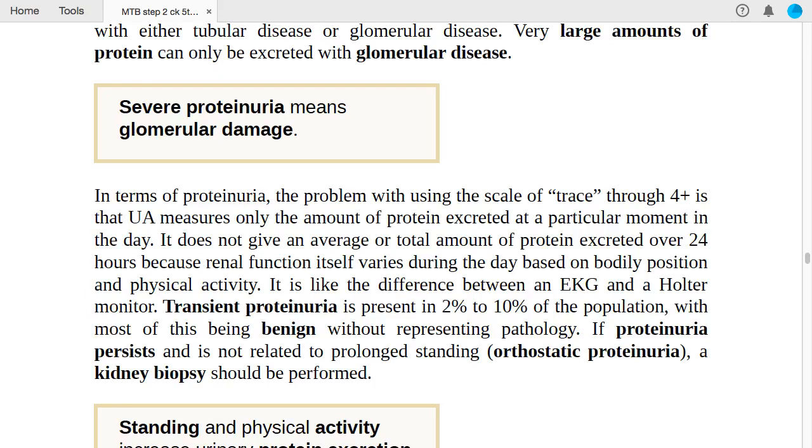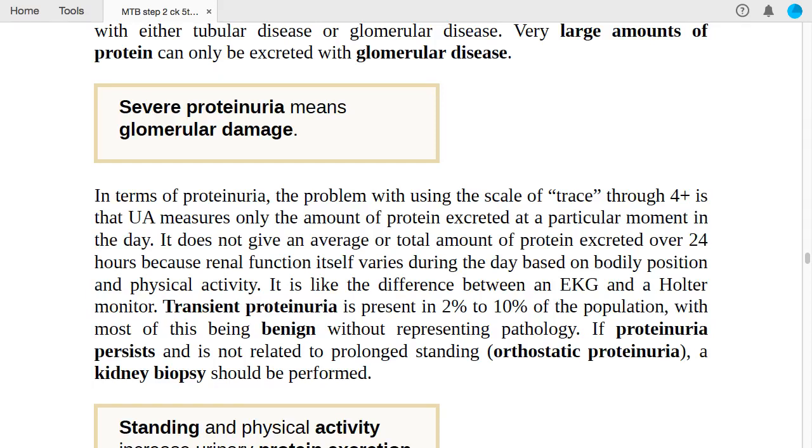It does not give an average or total amount of protein excreted over 24 hours, because renal function itself varies during the day based on bodily position and physical activity. So it's obvious that when we do exercise, at that particular time more protein is excreted in urine. That doesn't mean the patient has any kidney damage or glomerular disease. That's natural body physiology: during strenuous heavy exercise, proteins are usually excreted more in urine.